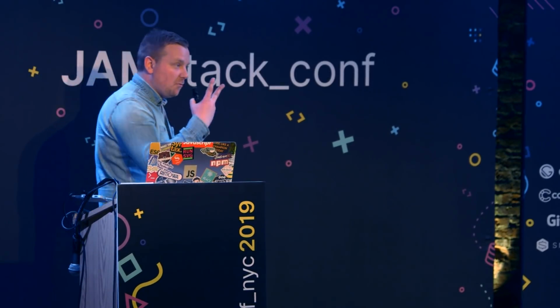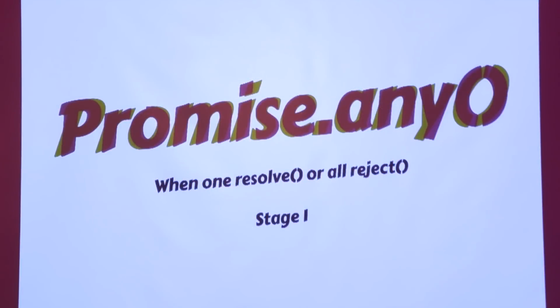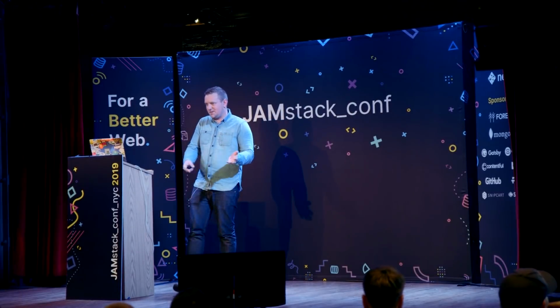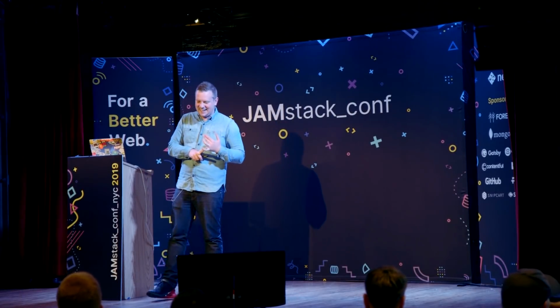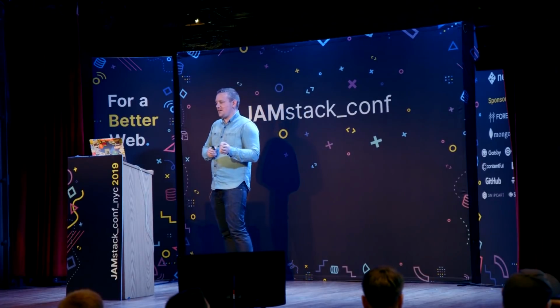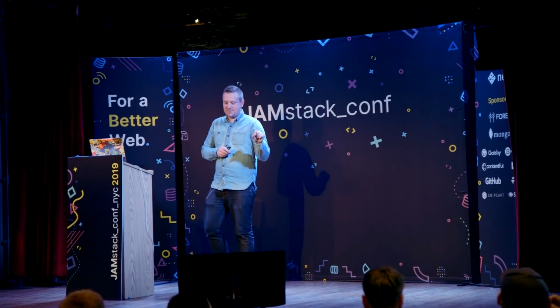Now, we've got two new ones coming down the pipe. This one might not make it, but it probably will. I'd be willing to bet it will. It's currently in stage 1, which is the first stage of coming to the language. And Promise.any is when one resolves or all reject. So that's different from Promise.all, because with Promise.all, remember how I said, if one of those promises fails, then Promise.all is done for the day.